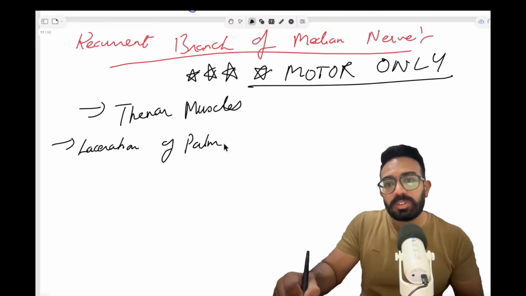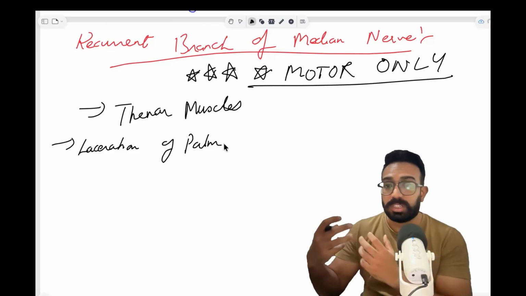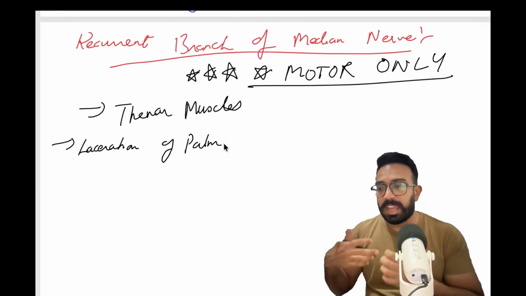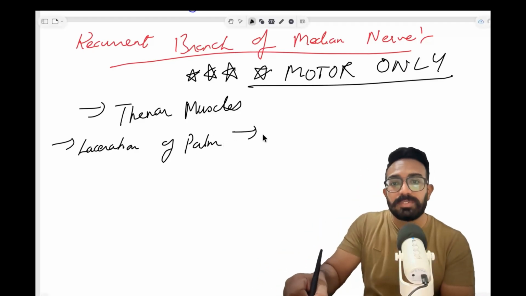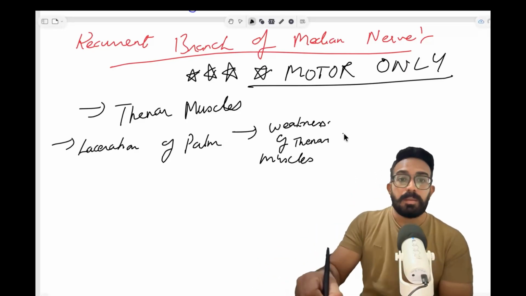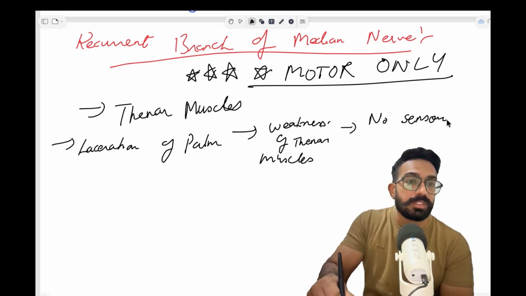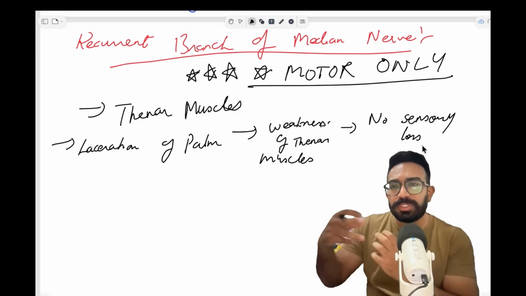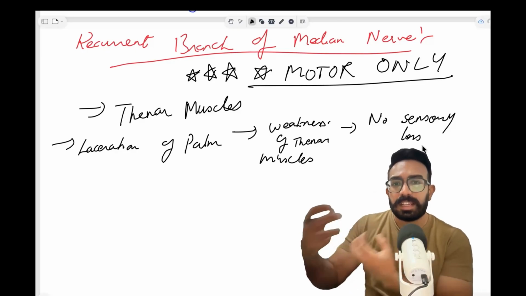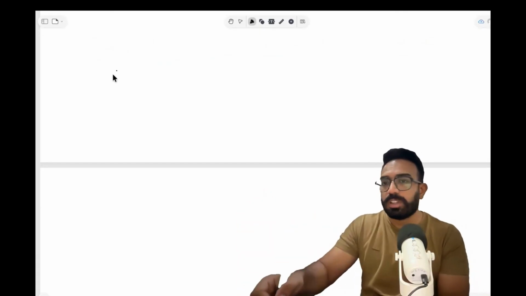So whenever the question stem gives you a classic scenario that the patient has a laceration of the palm, and after this injury he has weakness of the thenar muscles but no sensory loss, this no sensory loss is going to be the biggest clue for choosing the recurrent branch of the median nerve as your answer. So we'll do a rapid revision of all these nerves.